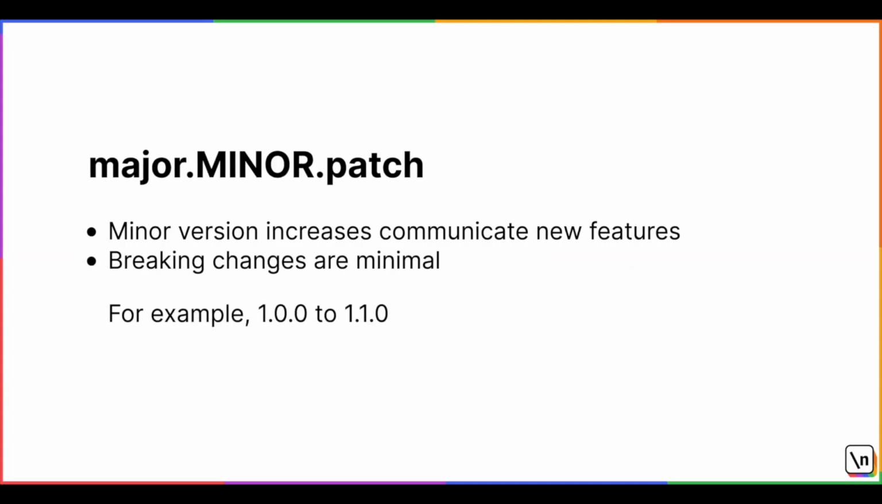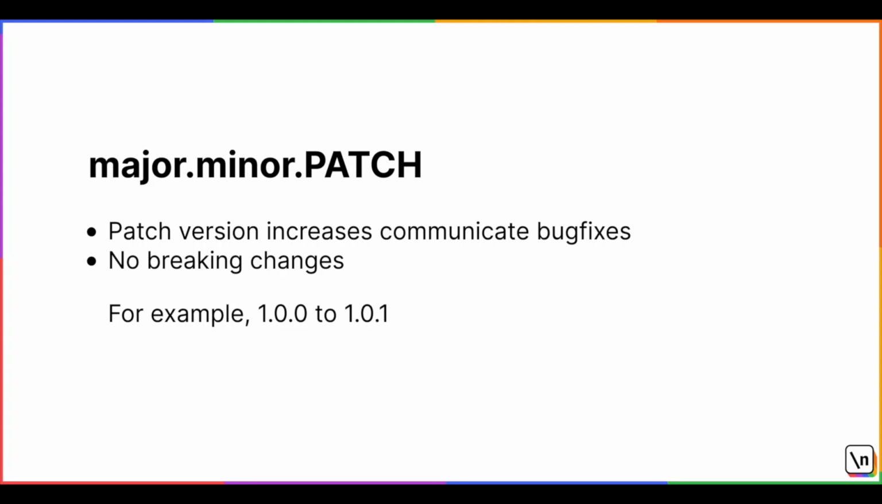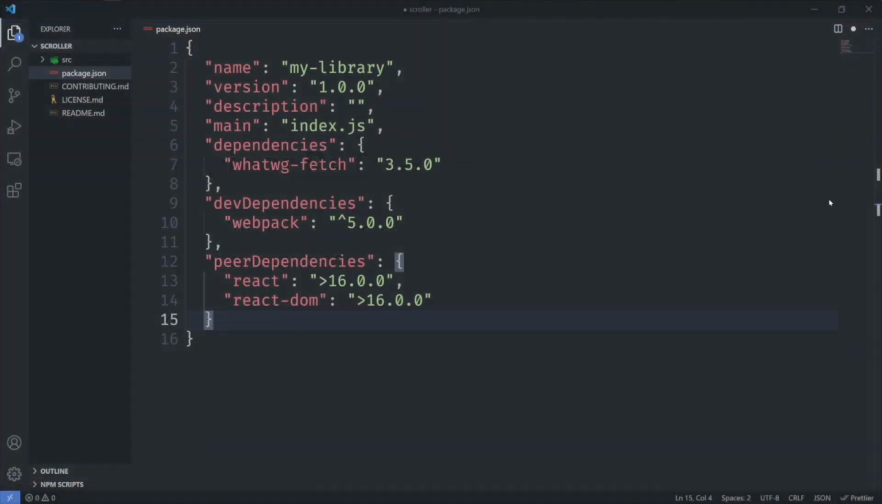Minor numbers are incremental changes. These could be new features, but breaking changes are minimal. Lastly, patch numbers communicate bug fixes. There should be no breaking changes. Now that versioning is cleared up, let's look at those symbols in front of the numbers.